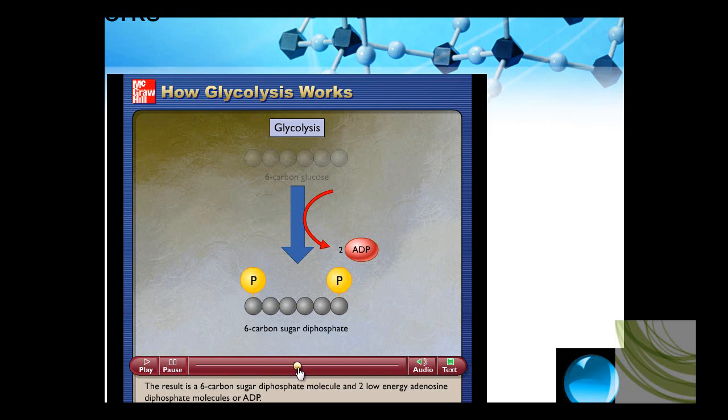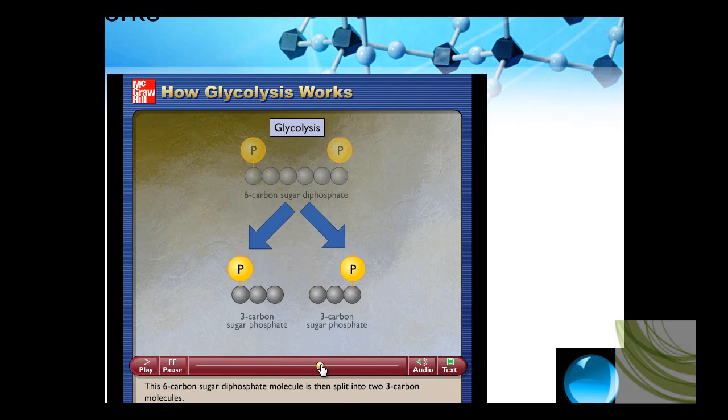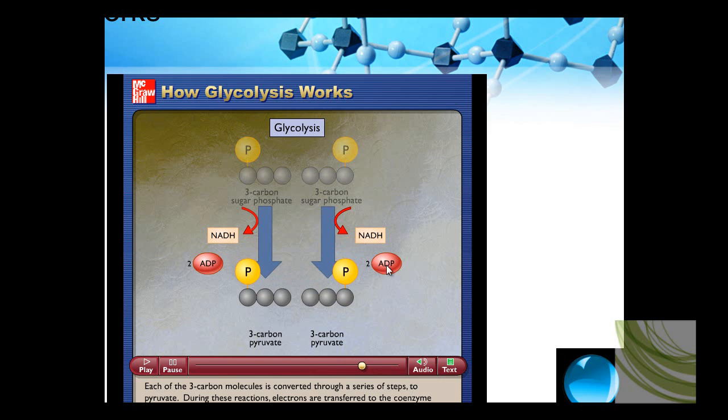Now, we go through some more reactions, and we split this in 2. So now we have 2 molecules. And they continue going through reactions. And the ones I want you to remember here is we get some NAD and we convert it to NADH. This NADH is going to be carried to the electron transport system, where the electrons are going to be separated from the hydrogens and the energy bled off to make ATP.